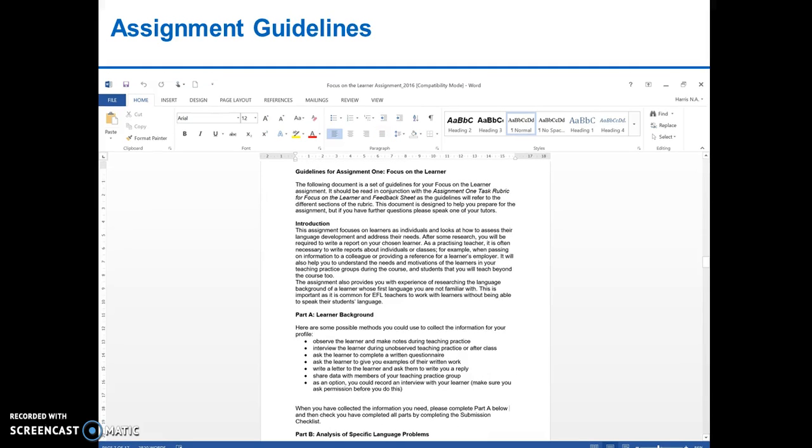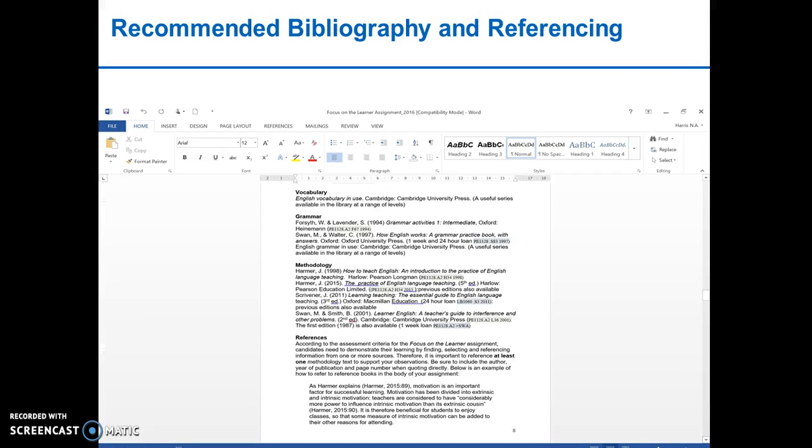Moving on, further support is provided by the assignment guidelines, and it is really important that you read these carefully, and we recommend that you highlight the key points as you do so. We also provide you with a recommended reading list, a bibliography, plus details of how to reference any sources that you have used in the learner profile.